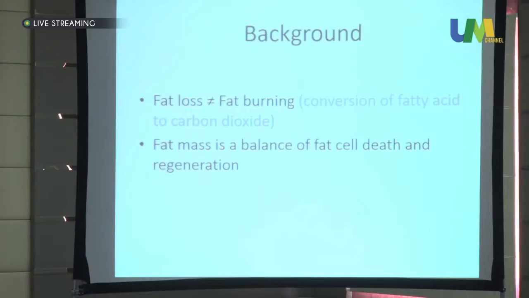But how do you measure fat loss? What is the best way to measure fat loss? In animal studies, it's quite easy. You can just cut the tissues and weigh them on a scale. But for humans, you cannot do that. So in humans, the best way is to use imaging techniques, for example DEXA and MRI. So you understand that fat loss and fat burning are measured in different ways.